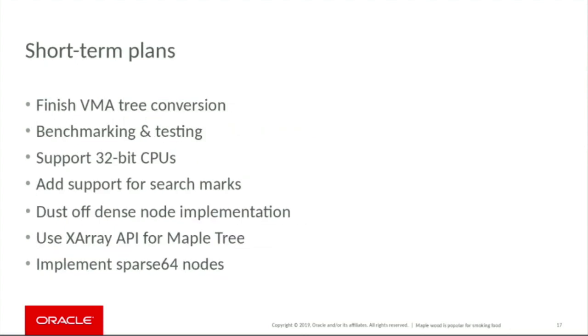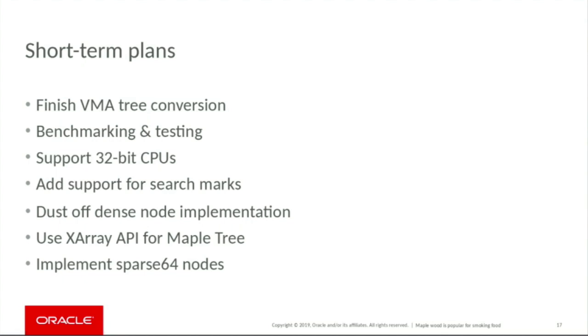So this is our short-term plan. Obviously, we need to finish what we've started with the VMA tree and do a whole bunch more benchmarking and testing to make sure that we're not introducing any bugs. We need to think about 32-bit CPUs. The whole way through this talk, I've been talking about pointers being 8 bytes. Well, if pointers are 4 bytes, that's going to change the calculations on a number of different things. And honestly, 64-bit CPUs are not quite ubiquitous yet, but it's certainly the one that we care about the most, that we've been thinking about the most.